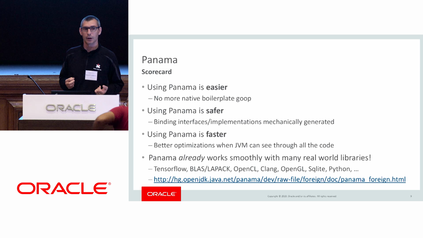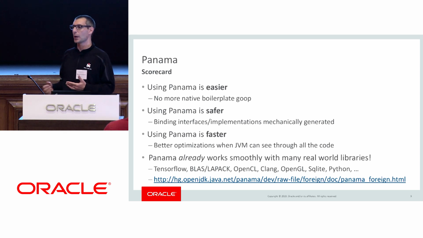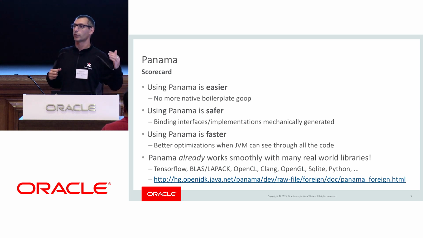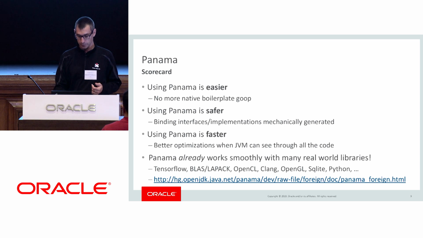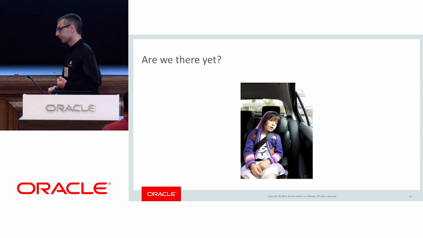And so Vladimir spent a lot of cycles creating an alternate backend for Panama called link to native, and the numbers for link to native are really impressive. We're talking about 4x, 5x improvement for both calls from Java to native and native to Java. So that's pretty good. So the natural question here is, are we there yet?